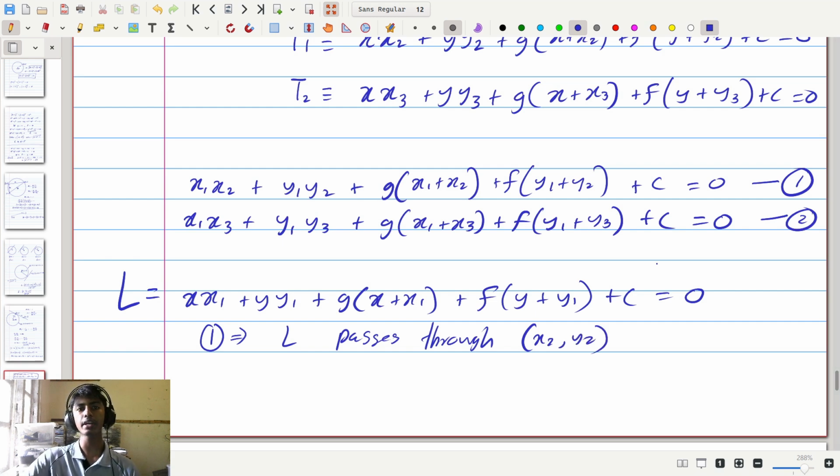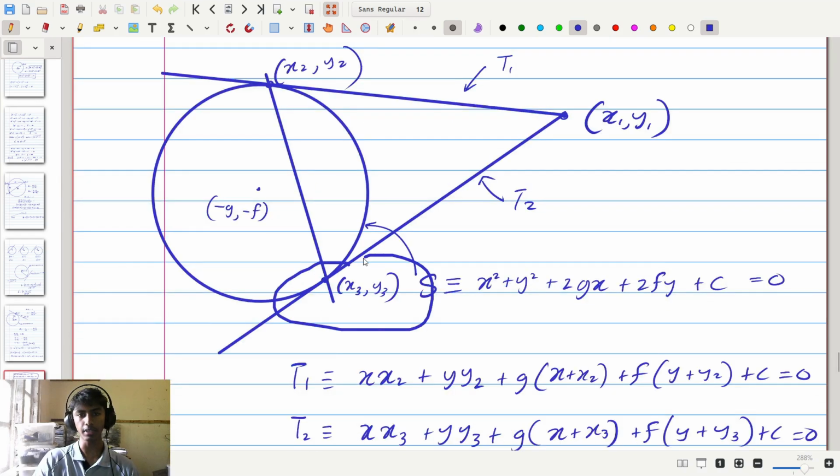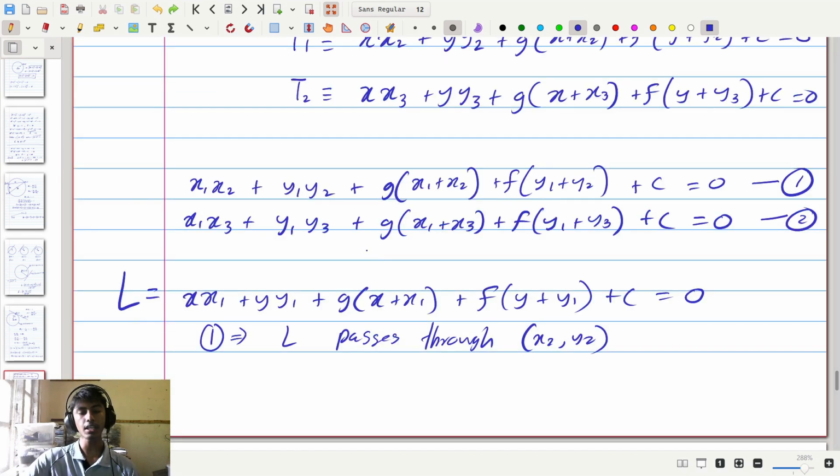Similarly, if we consider the point x3, y3, if x3, y3 is a point on the line L, then substituting x equals x3 and y equals y3 into this equation should give us 0. But from statement number 2 we can see that when we do exactly that, we do in fact get 0, meaning that this point x3, y3 is also on the line L. So from statement number 2 we can see that L does in fact pass through the point x3, y3.